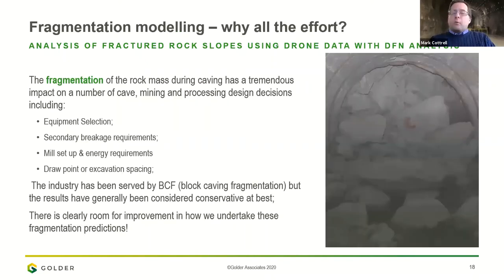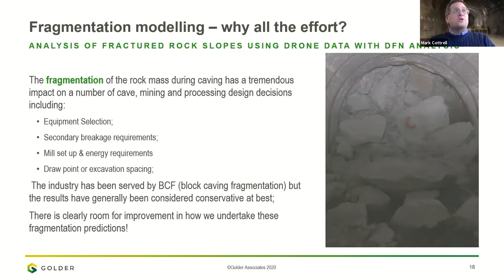So rock quality, one of the things that we often look at with the DFN approach is fragmentation. So understanding the distribution of block sizes, understanding maybe how that impacts the development of an underground mine. So if we know the block sizes in a certain part of the ore body, we can use that to optimize our equipment, optimize our milling and handling equipment. We can use it to optimize draw point spacings. So maybe it was a block cave mine.